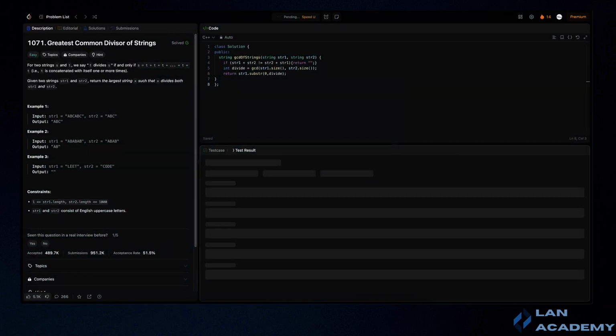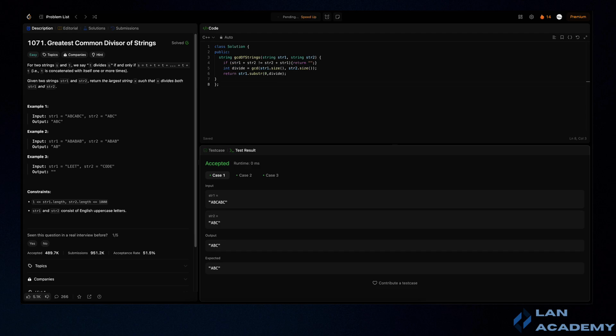Now, I'll run this solution to ensure that everything works properly before submitting.